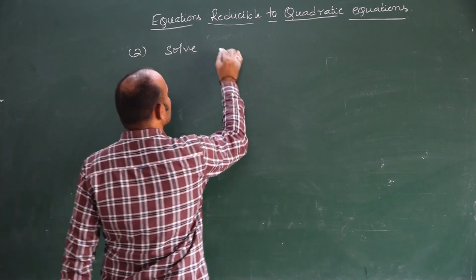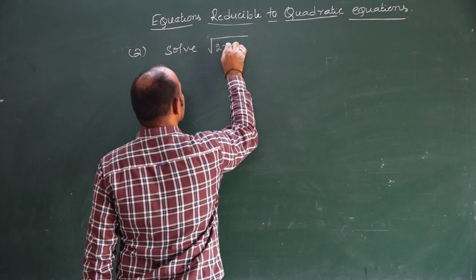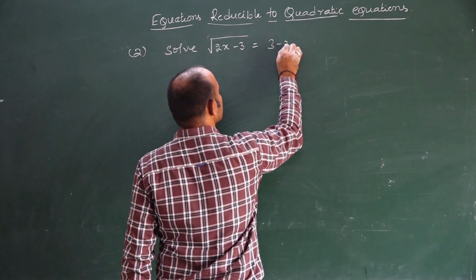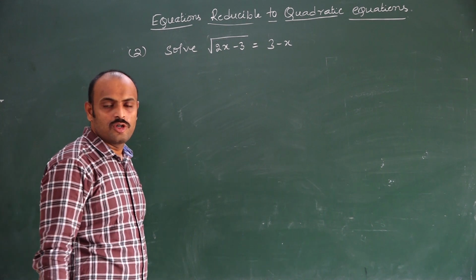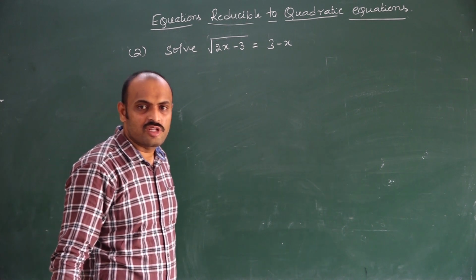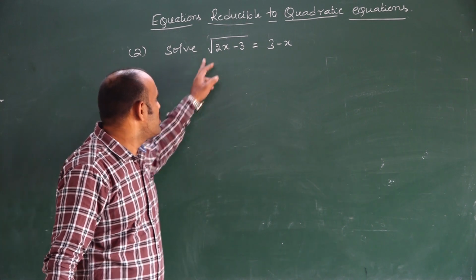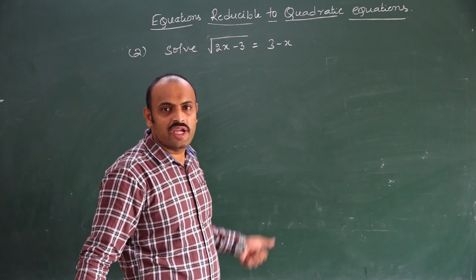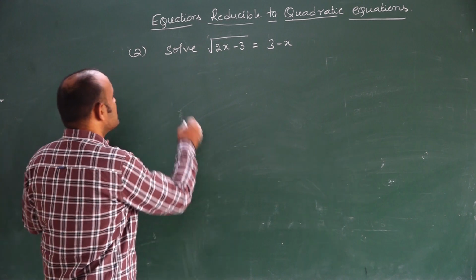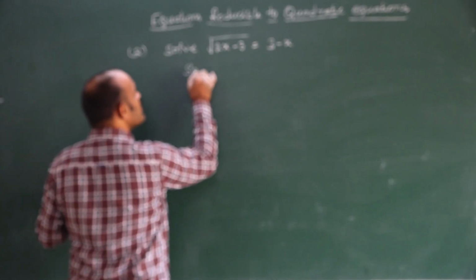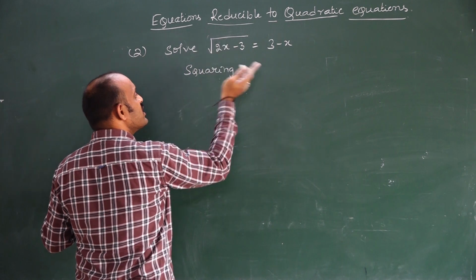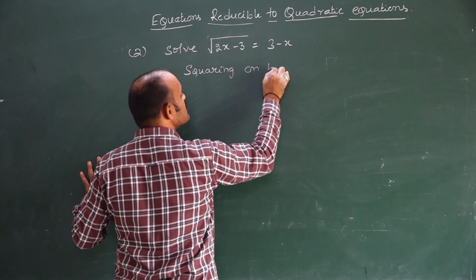Solve under root 2x minus 3 is equals to 3 minus x. So it is not in quadratic equation form. First we need to make it into quadratic equation form. How to make it? Squaring on both sides, first, to avoid the root.